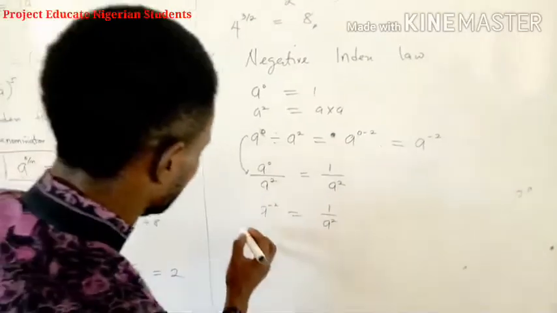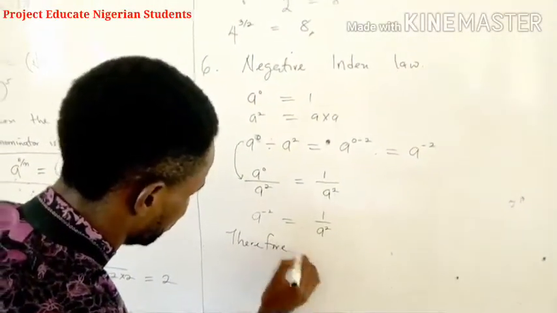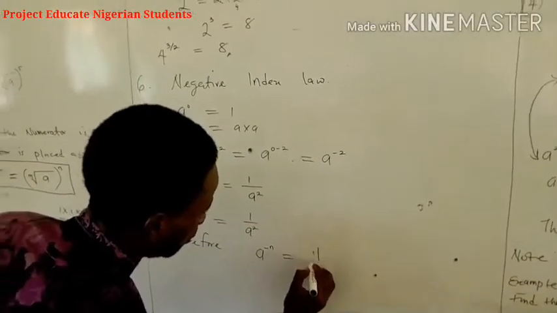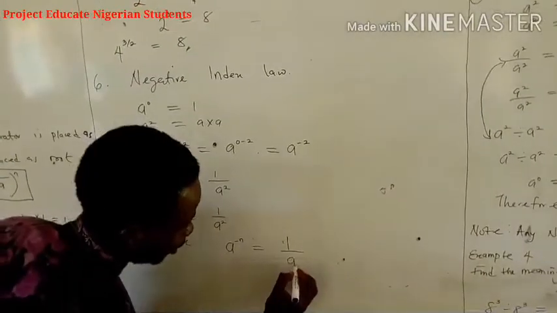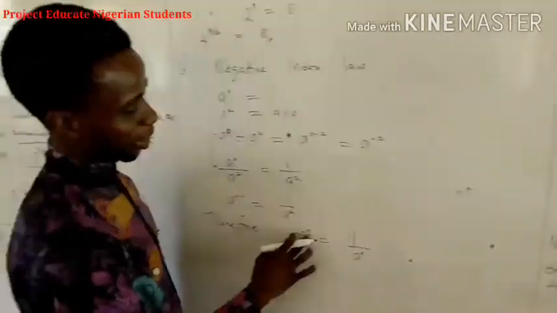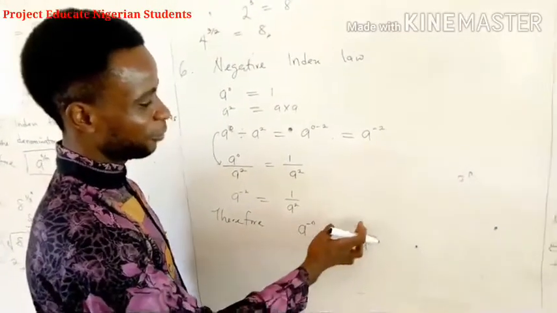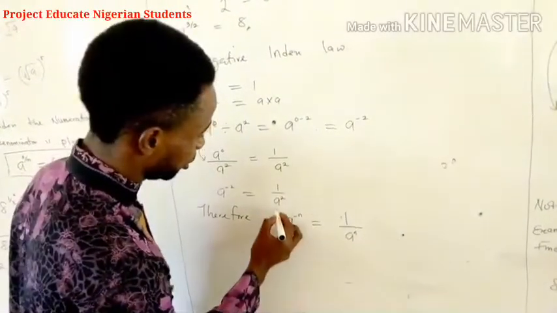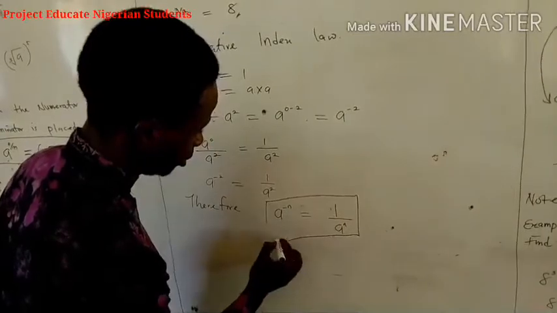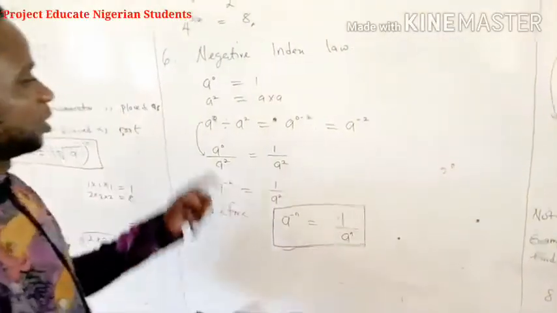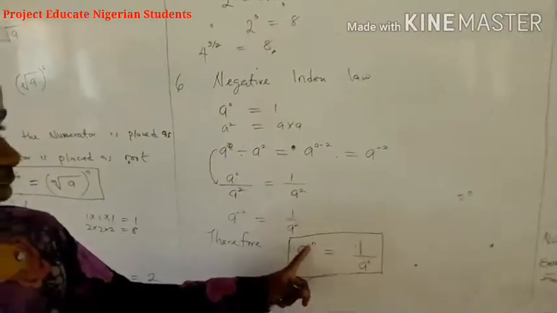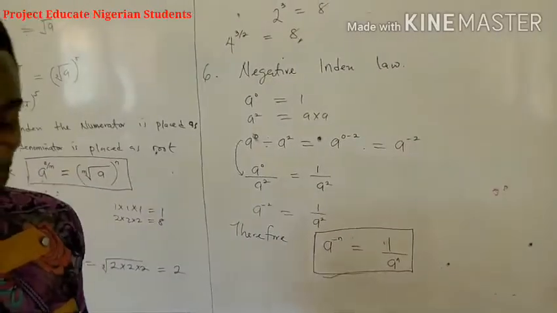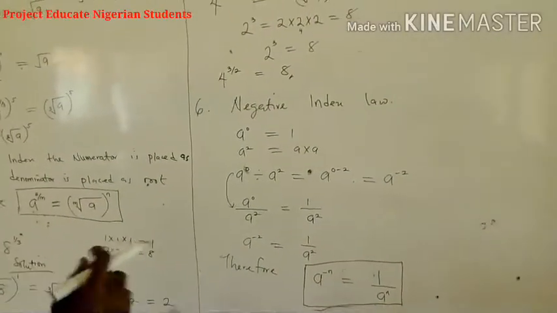Okay? So therefore we say a raised to the power of minus n is equal to 1 all over a raised to the power of n. It means when you have minus n, this minus is as if you're having 1 all over a raised to the power of n. So this is the law. When the power is negative, it's just as if you're having 1 all over a raised to the power of n. Okay? So let's take an example under it.